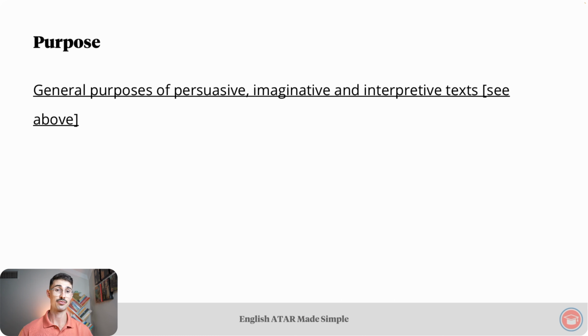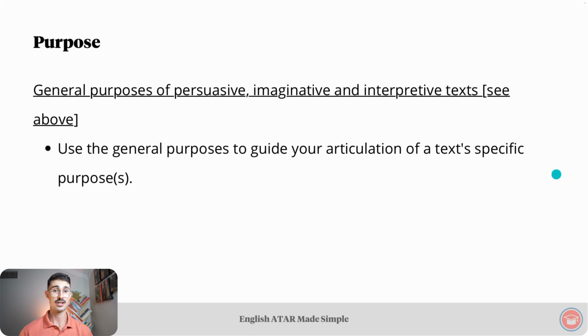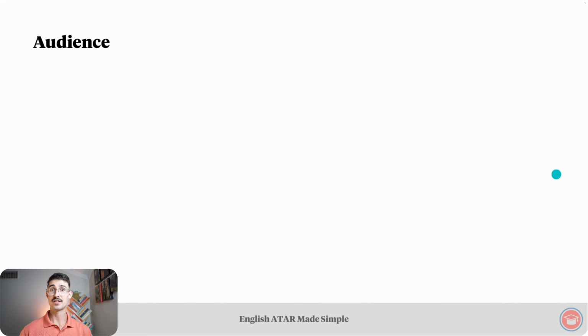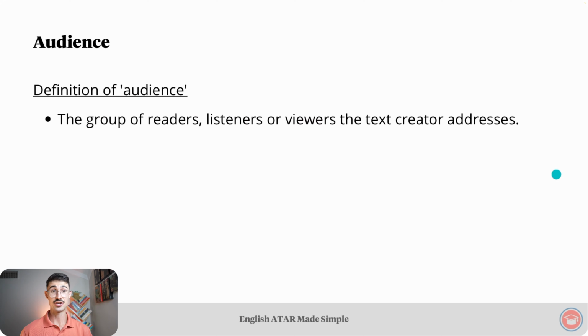Then we discussed the general purposes of persuasive, imaginative, and interpretive text, and we looked at those 3 tables, one for each of these 3 text types. A key takeaway here was that you should use the general purposes that are shown in those tables to guide your articulation of a text-specific purpose or purposes. Then we shifted to looking at audience, and our definition of audience is the group of readers, listeners, or viewers that the text creator addresses.